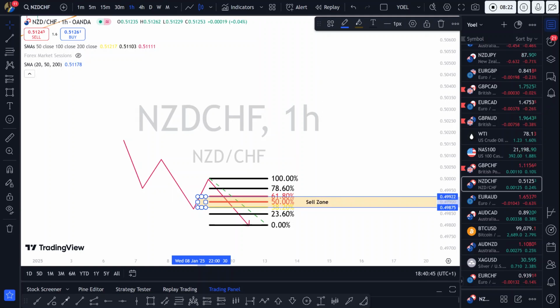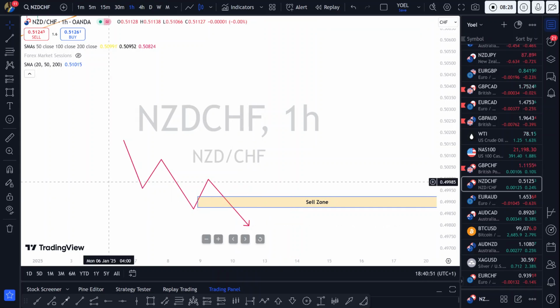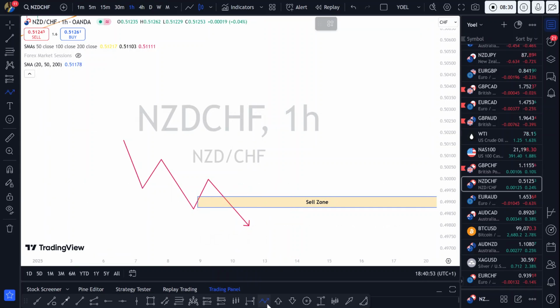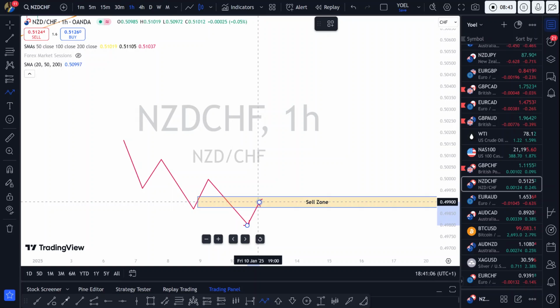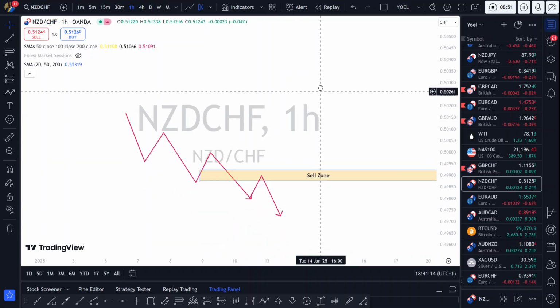Sell zone. Then I'm waiting for the pullback. Then when I see price around this area, I'm waiting for other things: moving average confirmation, or there's a trend line around that area. A moving average to serve as my resistance, then candlestick formation, and then boom, I'm selling.